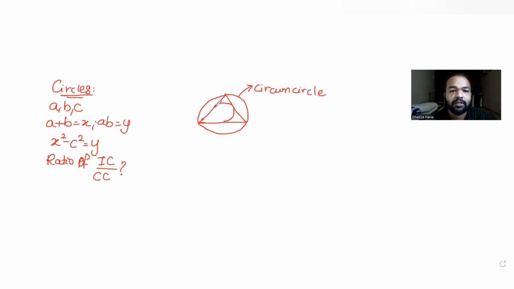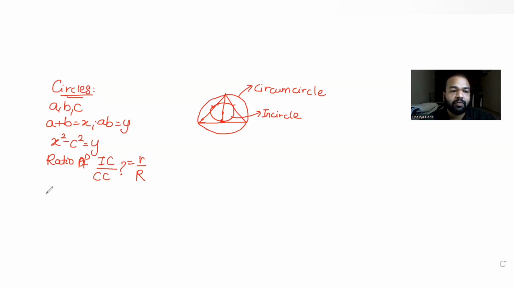Incircle is a circle which inscribes in the triangle touching all the three sides. So this is your incircle. So you need to find the ratio of the radius of incircle to the radius of the circumcircle. Let's say the radius of incircle is small r and the radius of circumcircle is capital R. That is asked to us, and there are four options also given to us.